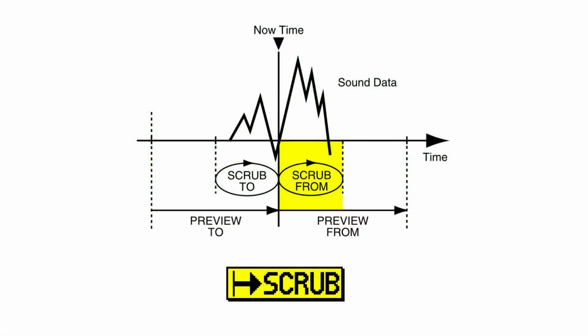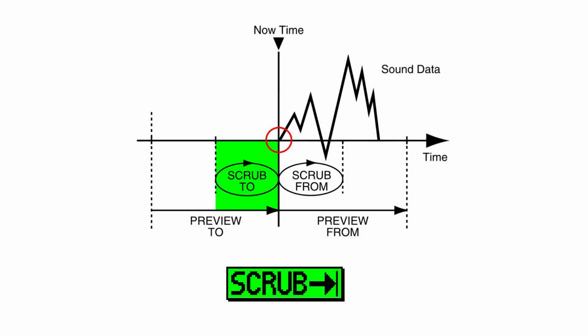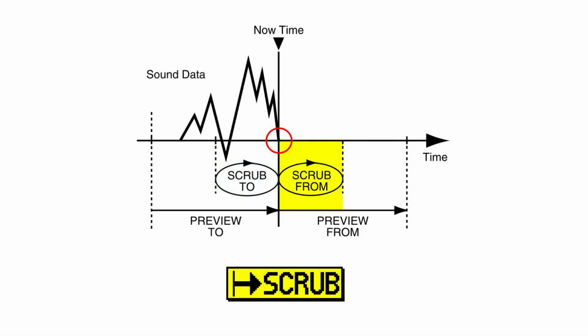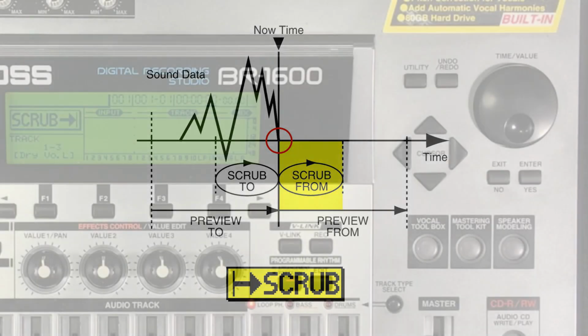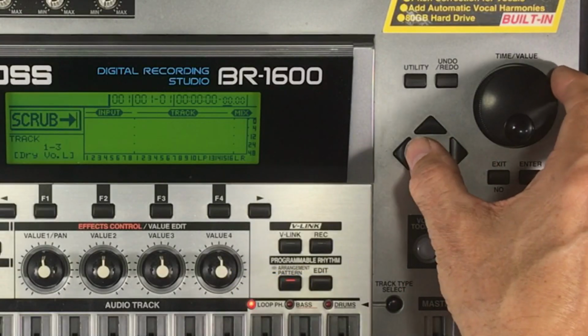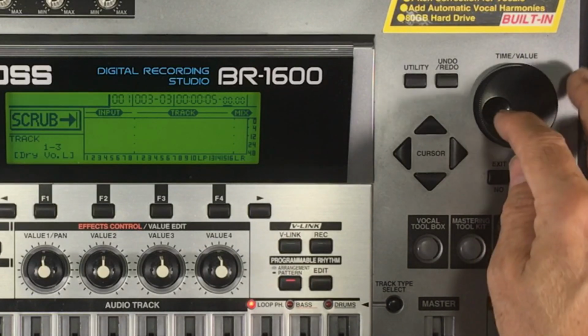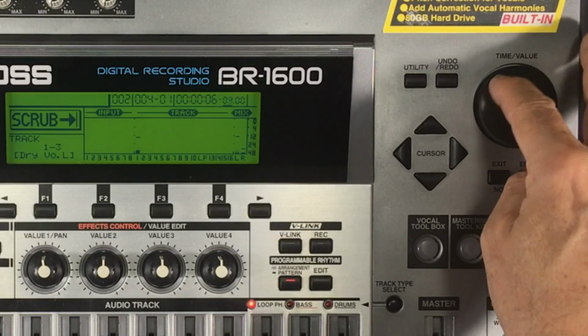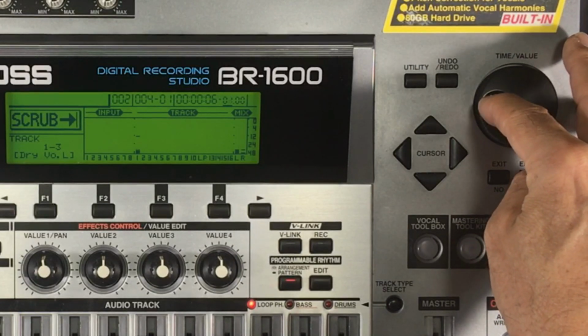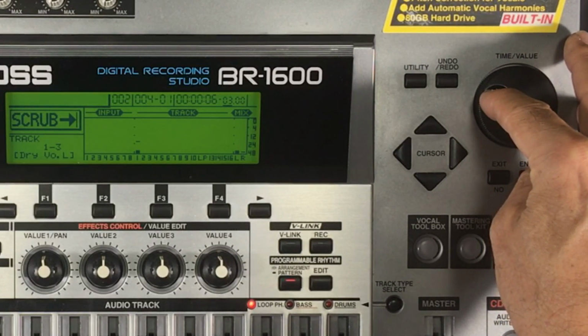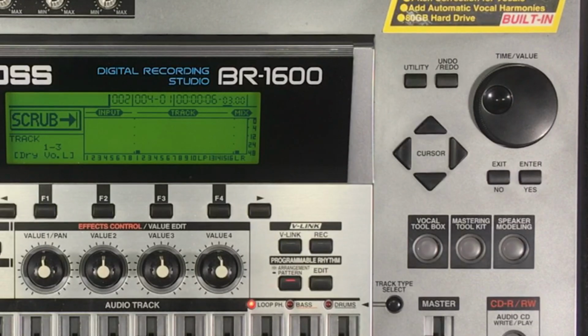This will play 45 milliseconds of audio from the current location, while scrub to will play 45 milliseconds up to the current location. So if you want to find the start point of an audio phrase, use scrub to and use scrub from to find an endpoint. Use the cursor to highlight location and the time value wheel to move the current location little by little until you can hear the audio you want to locate the start or end point of.